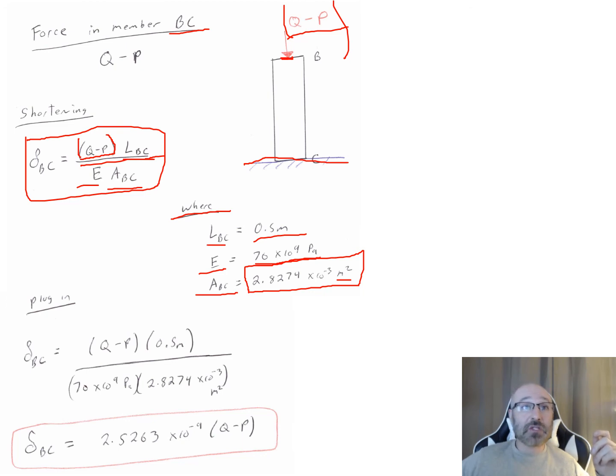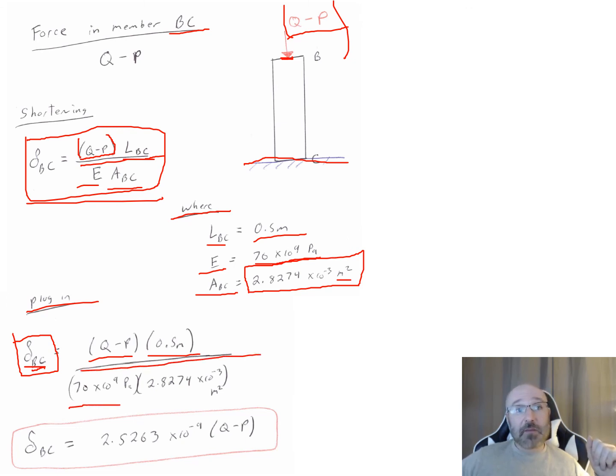So from that, I can plug these all into my governing equation 2.9. I plug them in here and I can say, okay, my delta BC, again, pay attention to these indices right here, is equal to Q minus P times 0.5 meters, all divided by my modulus of elasticity, 70 times 10 to the 9th pascals, times my area for member BC, 2.8274 times 10 to the negative third in units of meters squared. I can do up my math. What I end up saying here is delta BC is equal to 2.5264 times 10 to the negative 9 times Q minus P. And the next thing we want to solve for is our Q.